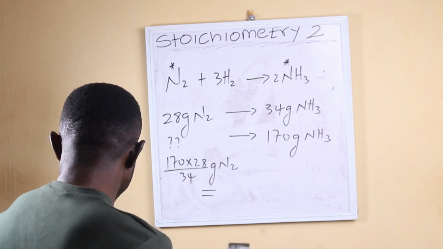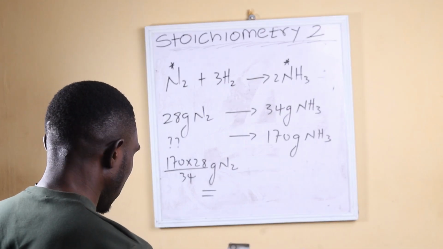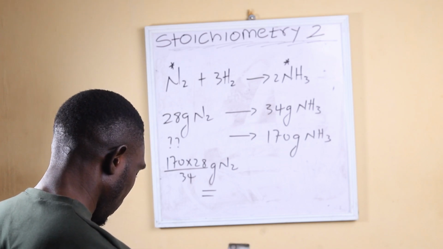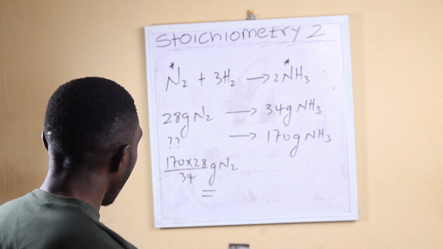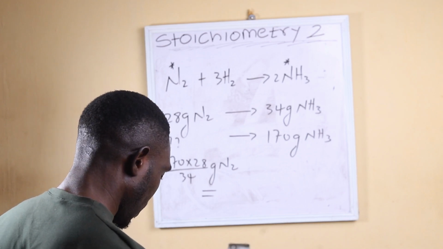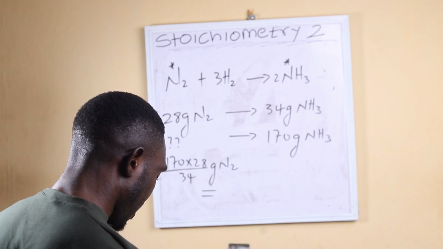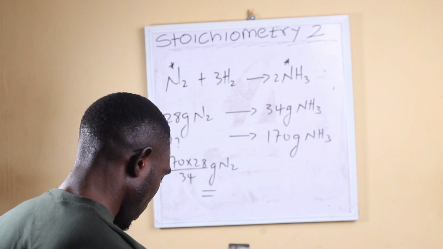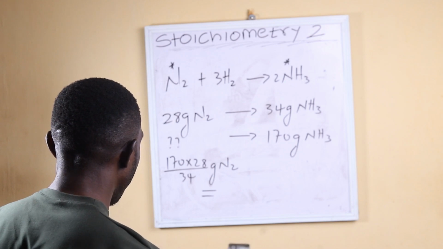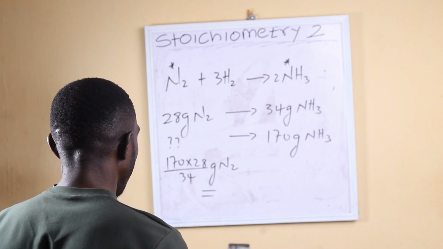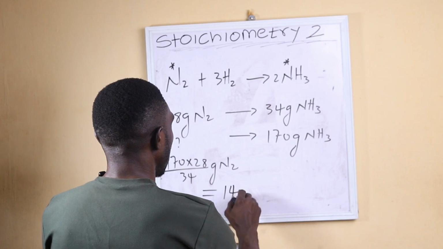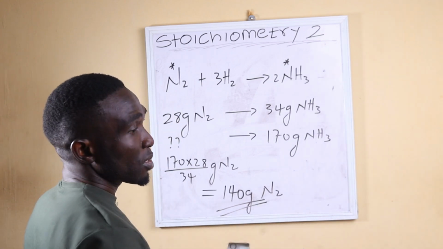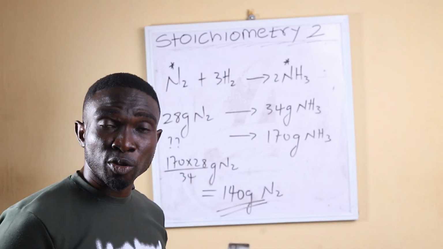So I'm going to be using my calculator, and I have that 170 multiplied by 28, divided by 34 gives me 140. So I have 140 grams of nitrogen. So this is how to solve problems on stoichiometry.